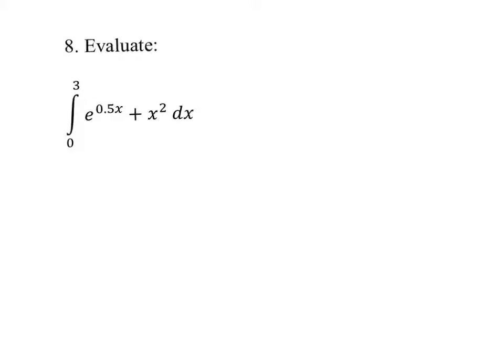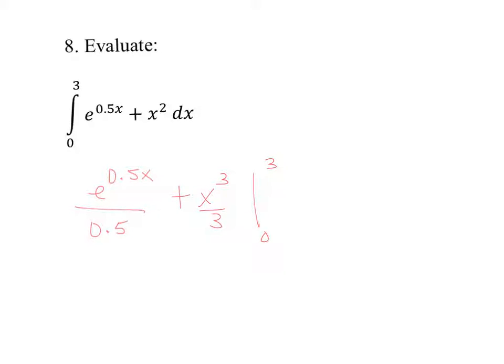Next question says evaluate. This is just a regular integral. You have e. If you remember the integral of e, it's itself divided by the value that's attached to the x. So if you remember, it's e to the kx over k. That's the integral of e. So e to the kx over k is what I got here, plus x cubed over 3, evaluating from 0 to 3.